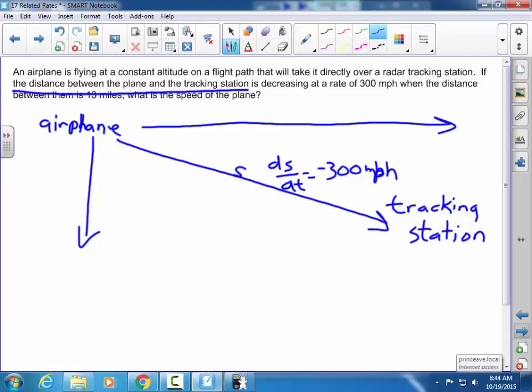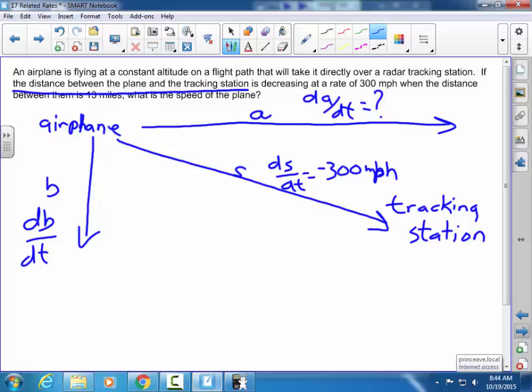What is the speed of the plane? What's that asking for, in terms of our line segments there? The speed is going to be in miles per hour. So we're asking for either, let's call that A, and let's call that B, we're either trying to figure out dA/dt or dB/dt. Okay, so we're being asked to figure out what dA/dt is.